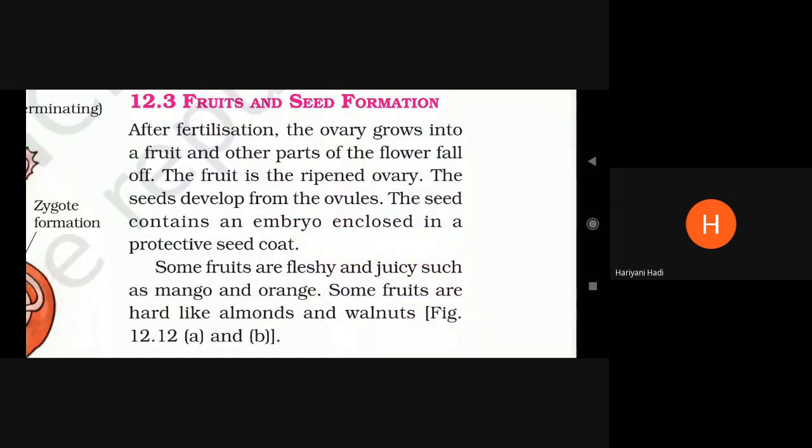Some fruits are fleshy and juicy, like mango and orange. You know that mango and orange are fruits, and they are juicy as well as fleshy. While some other fruits are hard, like almond and walnut. Almond and walnut are hard.